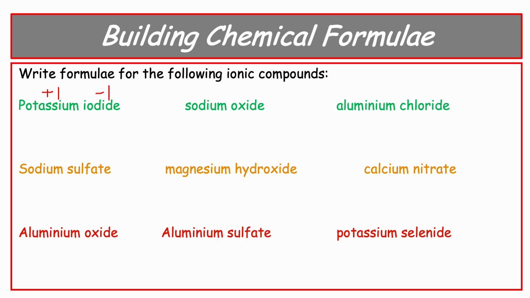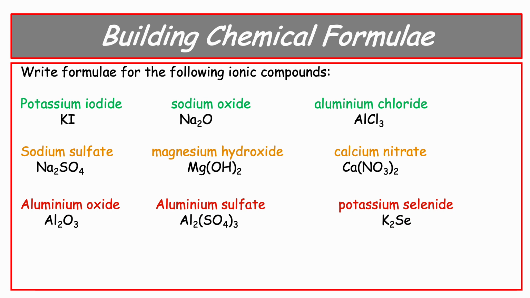For sodium oxide, sodium's in group 1, so forms a plus 1 ion. Oxygen's in group 6, so it gains 2 electrons to get a full shell, so forms a minus 2. Well, if I swap the charge, that means I'm going to need 1 oxygen and 2 sodiums. Therefore, it would be Na2O.